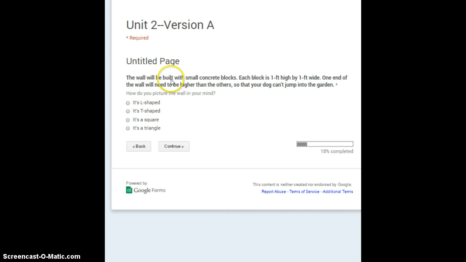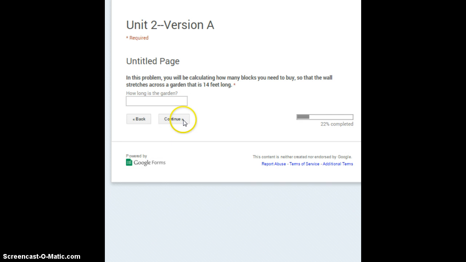Okay, next question. The wall will need to be built with small concrete blocks. Each block was 1 foot high by 1 foot wide. One end of the wall needs to be higher. Okay, so let's imagine a wall. One end of the wall is higher than the rest of the wall. All right, so which one of these shapes has one end that's higher than the rest? Is it T or square? No, L's. L shapes have one end that's higher than the rest of it. So we can have in our mind a picture of this wall.